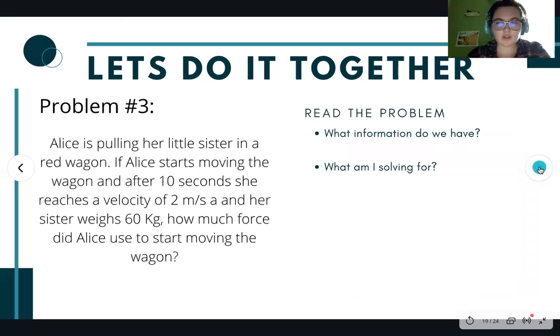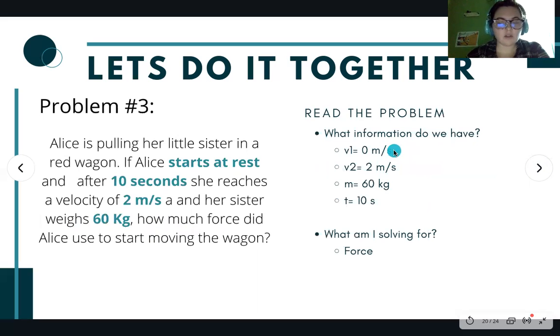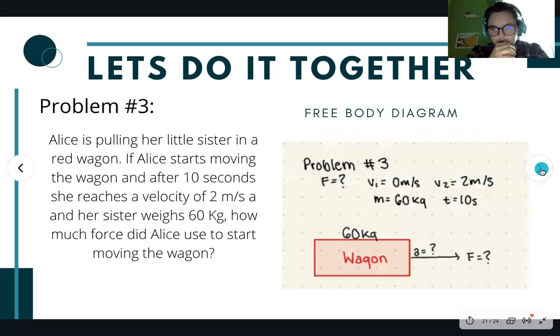And now with the changing velocity, we have start moving, so it starts at rest, moves for 10 seconds, reaches the velocity of 2 meters per second after those 10 seconds. This still weighs 60 kilograms, so how much force? So in this problem, we know velocity 1 is 0 because it's at rest, velocity 2 is 2 meters per second, which is given here. It took 10 seconds to get there, that's the time, and your sister weighs 60 kilograms. And we're solving for force.